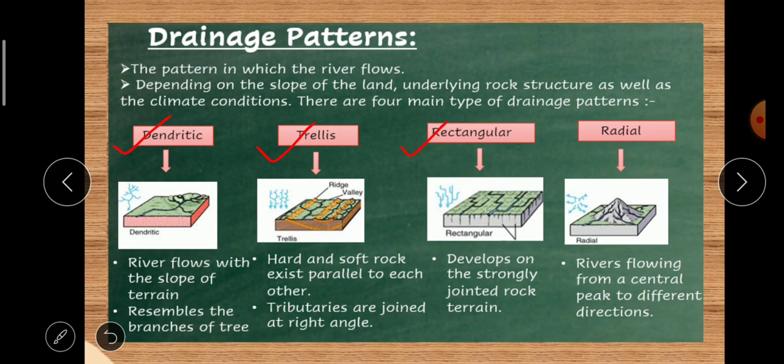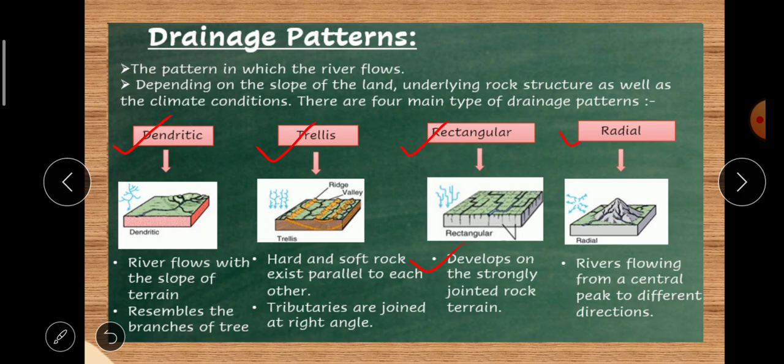Next one is rectangular. By the name we can guess that it will be in rectangular form. It develops on strongly jointed rock terrain. Suppose this is the terrain, they are strongly jointed rocks in this shape, and again over this some jointed rocks are there like this. Again the river is flowing and it will go through the space between the rocks, and at last it will form a structure like this one and look like rectangles, and that we name rectangular pattern. Now see in the given picture, this is the main river, it is flowing in rectangular form, so that is rectangular pattern.